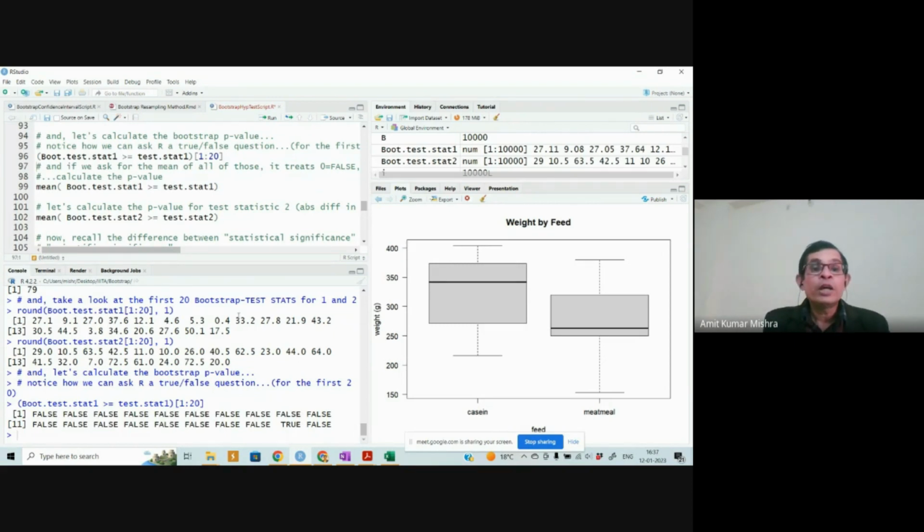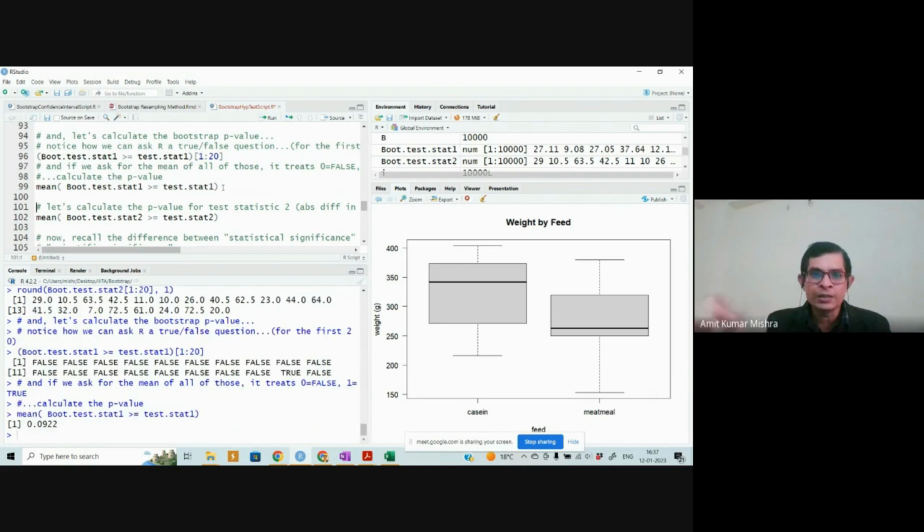So that we are going to do with this function: mean of boot.stat greater than or equal to test.stat. That means find out how many of your 10,000 bootstrap statistics are bigger than the original one, and find the mean. That means the proportion. Why does the mean become the proportion? Because false will be taken as 0 and true will be taken as 1. So it will give you the proportion, as you know, in a Bernoulli variable. Similarly, now you can see the proportion.